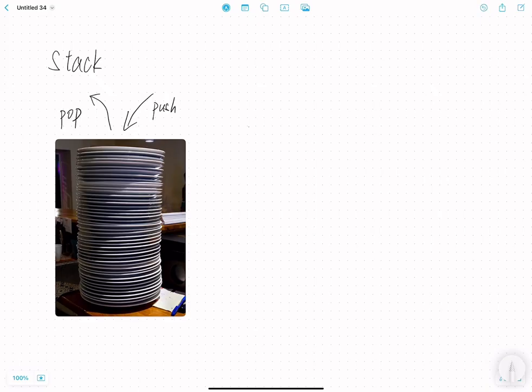Each level in the stack is called a stack frame. This leads to the single most important rule of the stack. The last item you pushed in is always the first one you pop out. We call this last in, first out.